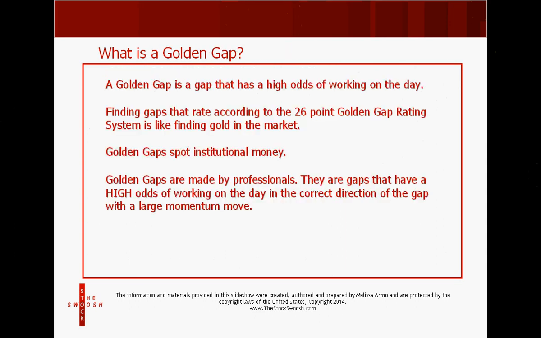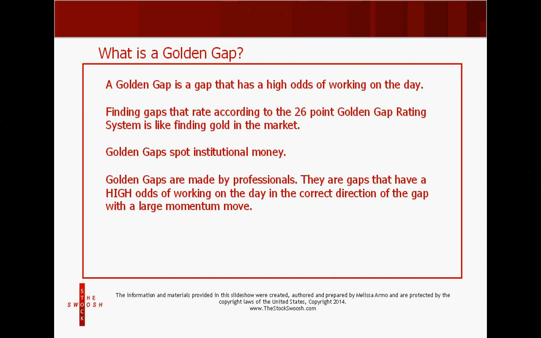So I titled my system Golden Gap because it's like finding gold in the market, because the gaps are really good. It's a gap that has high odds of working on the day in the direction of the gap. Finding gaps that rate according to the 26-point Golden Gap rating system is like finding gold in the market. Golden gaps spot institutional money, again, that controls stocks in the market. Golden gaps are made by professionals. They are gaps that have high odds of working on the day in the correct direction of the gap, with a large momentum move.